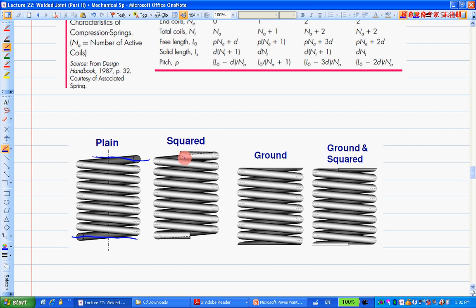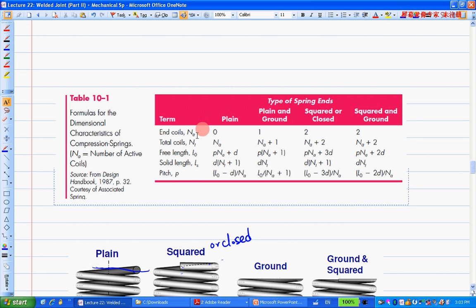But grounded doesn't mean like this one. Grounded means this, where you still have the regular gap like the pitch, but not like this. This is closed. Sometimes when we say squared, we also call it a closed spring. Now, the most common thing you will probably hear is square and ground. After you square it, you cut off or ground the top portion here, and it becomes this one. That's ground and squared.